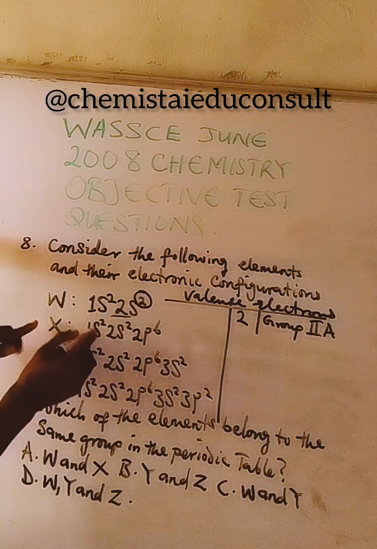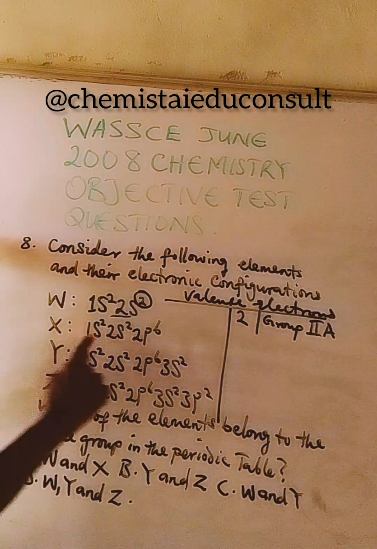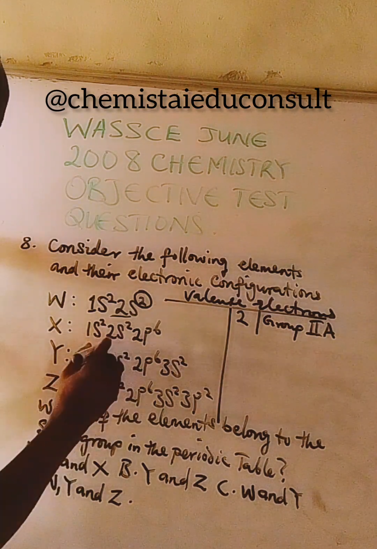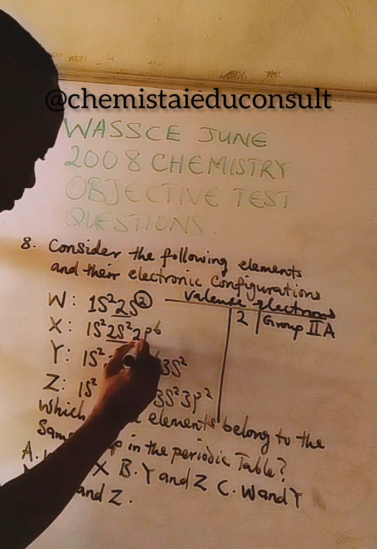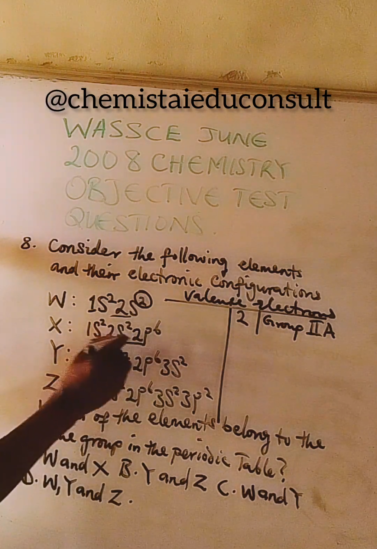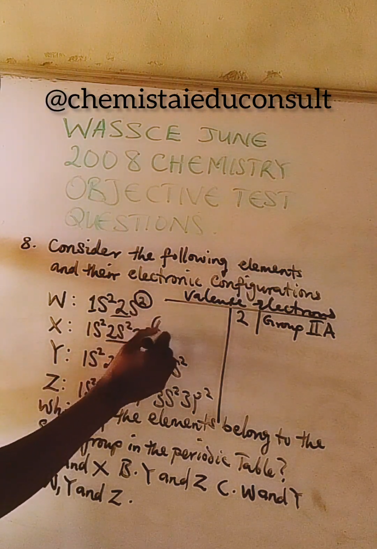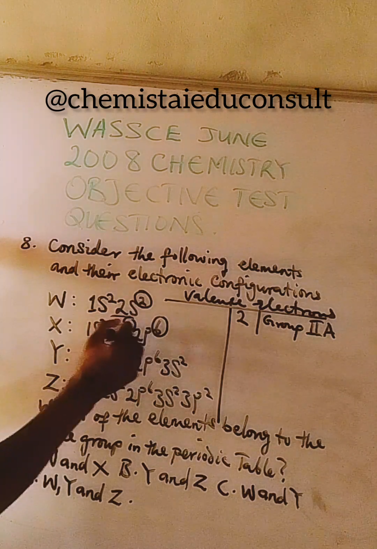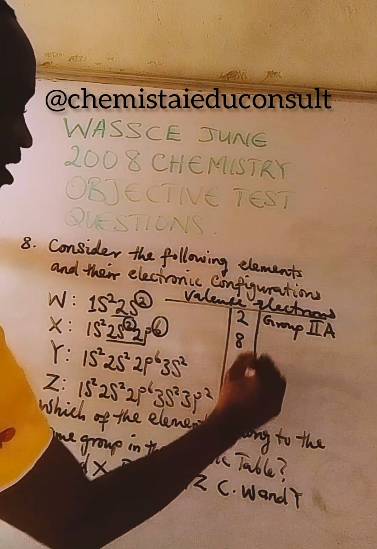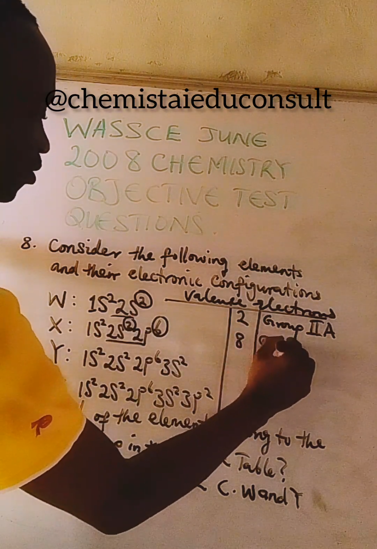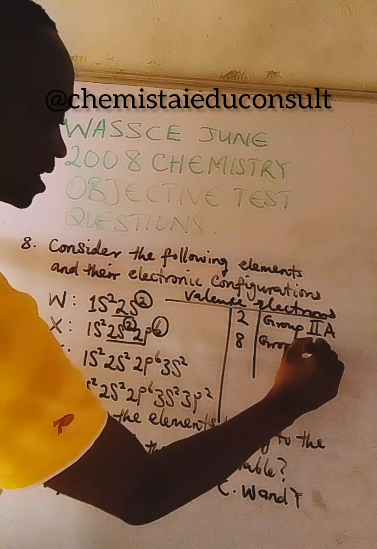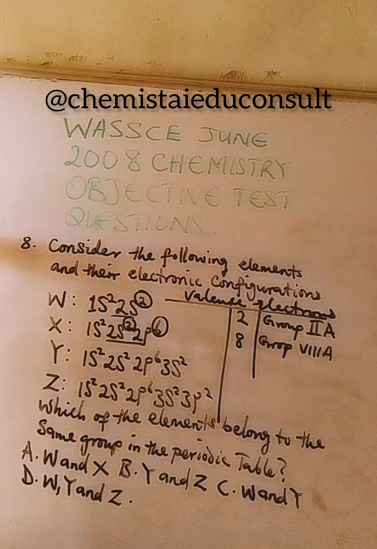This element, the last shell, this is first shell, second shell, second shell. So the last shell is 2. And the orbitals there are S and P orbitals, having 6 electrons and 2 electrons. 6 plus 2 is what? 8. Meaning that it belongs to group 8A of the periodic table.